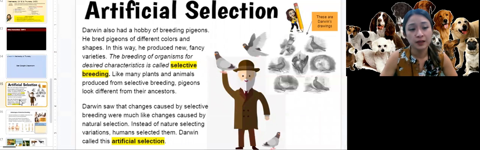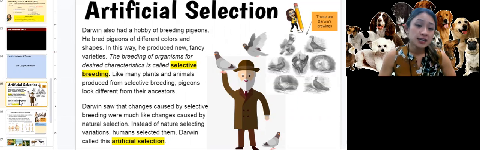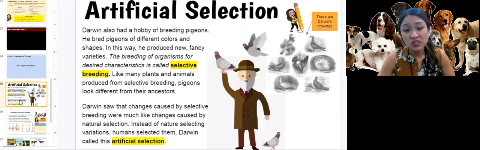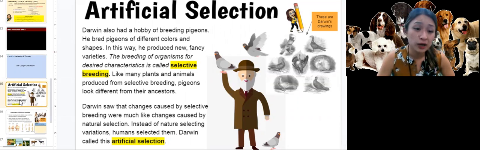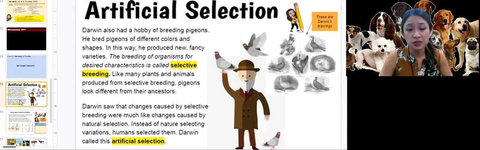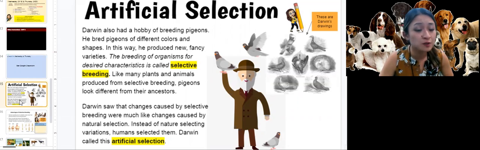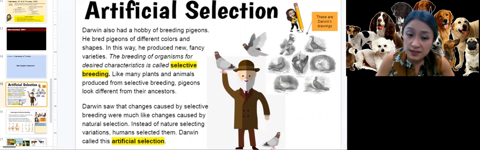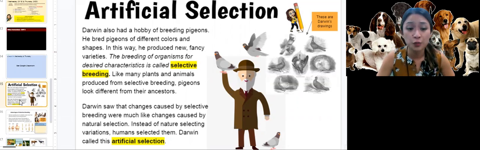Slide 15. All right, so artificial selection. Darwin also had a hobby of breeding pigeons. He bred pigeons of different colors and shapes. In this way, he produced new, fancy varieties. The breeding of organisms for desired characteristics is called selective breeding, right?